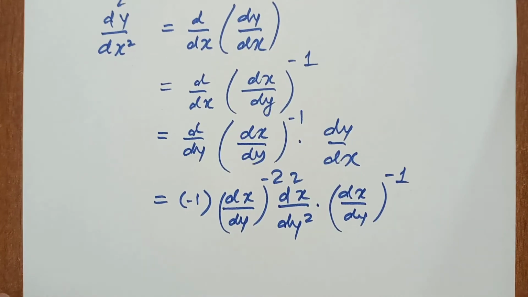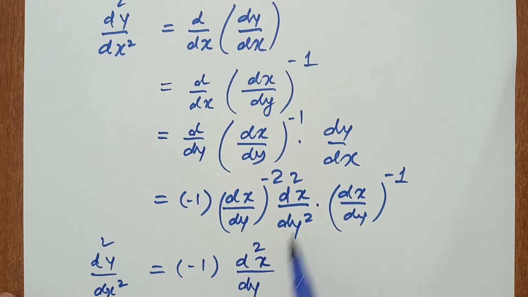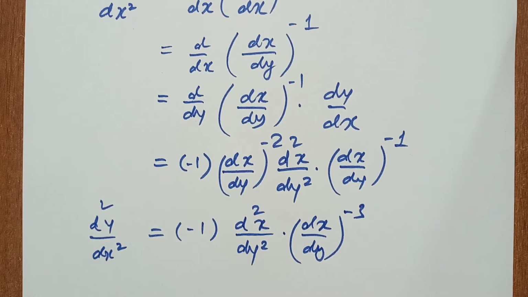It means d2y by dx2 is equal to minus d2x by dy2 into (dx by dy) to the power minus 3, since minus 2 minus 1 is minus 3. It means if we change the dependent variable into the independent variable, then d2y by dx2 is equal to this expression.